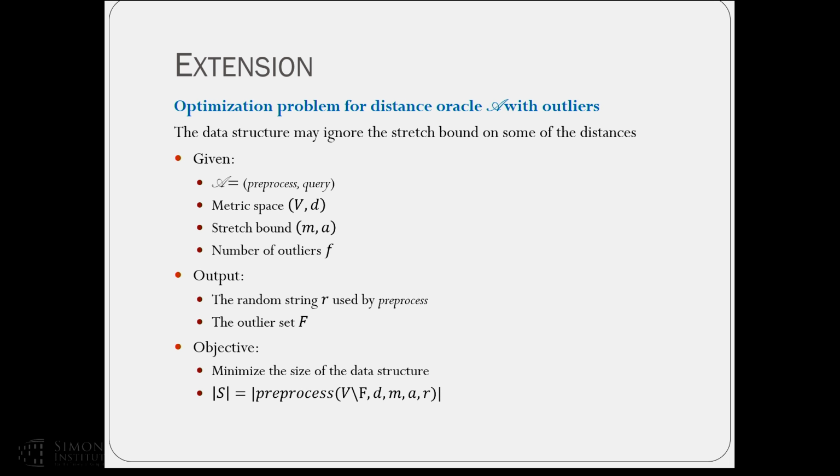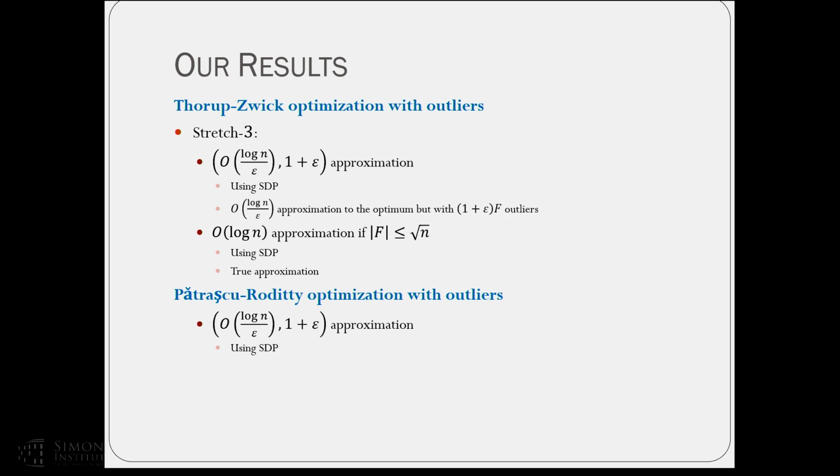Okay, we can also do some extensions. Sometimes there are some outliers in the data that make the data structure blow up. So we can assume the data structure may ignore the stretch bound on some of the distances. So we have another definition of optimization problems for distance oracle with outliers, where we may ignore the outlier set F. And there are some results. Actually, the natural LP can't work in this case, so we move on to the SDP, and it works better.